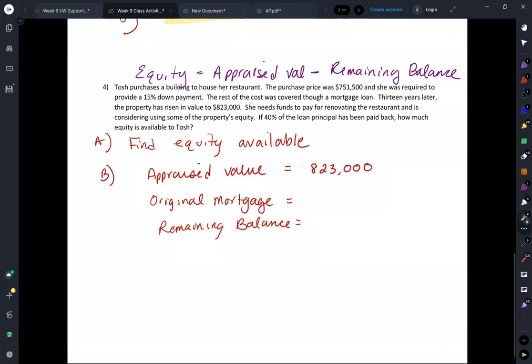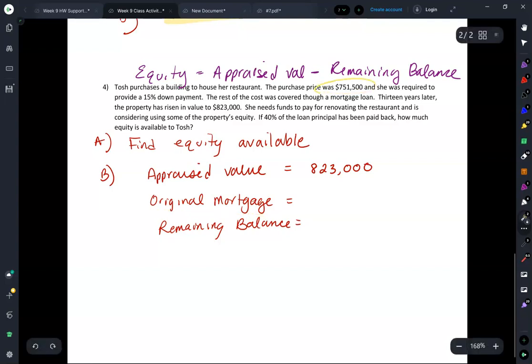Okay, so I wrote some things down here for you to sort it out. The part we want to find is what the equity is. In order to do that, we need to know the appraised value, which is given in the problem, the $823,000. And then from that, we've got to subtract off the remaining balance. But in order to get there, we need to first know the original mortgage.